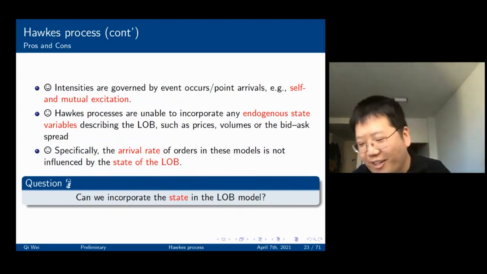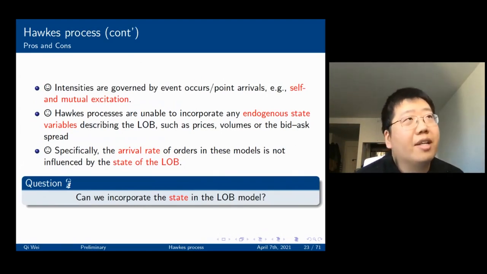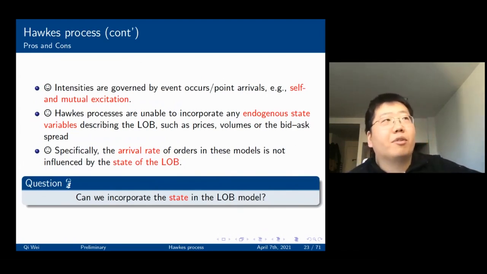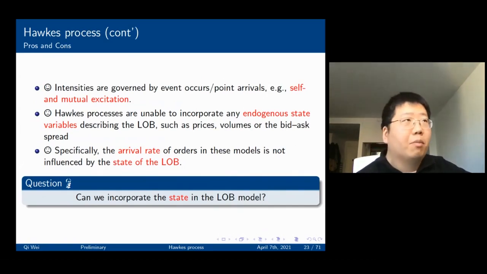Okay, and can we use this directly for limit order modeling? Very unfortunately, it's not enough yet. Let's summarize a little bit the pros and cons and why we cannot use it. The intensity is governed by the event occurrences and point arrivals, right, and the self and mutual excitation. This part is very nicely captured in this model.